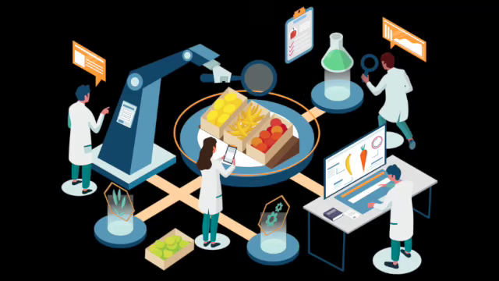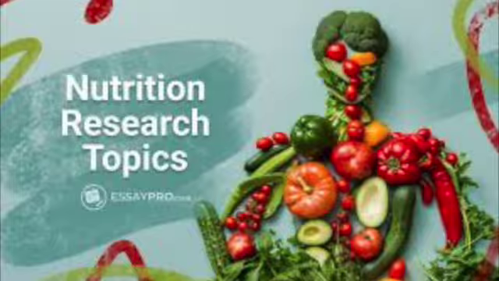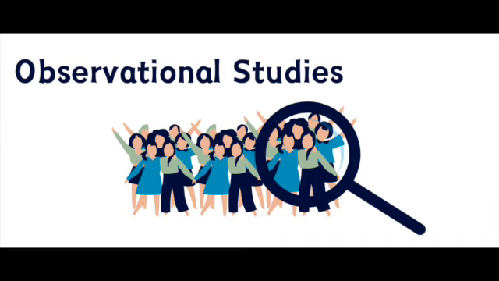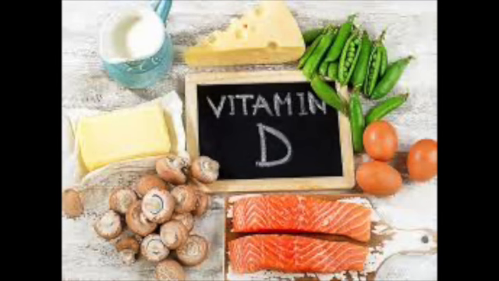Have you ever wondered how we know some foods are better for you than others? This is nutrition research. There are two types of nutritional studies: observational or randomized control studies. Observational or cohort studies measure the association between the exposure to a nutrient and its outcome. For example, does increased intake of vitamin D decrease the chances of catching anemia?